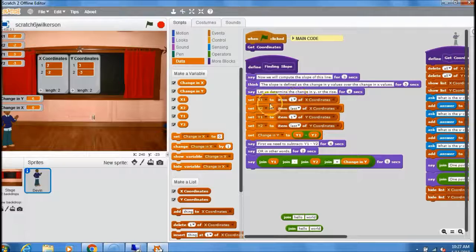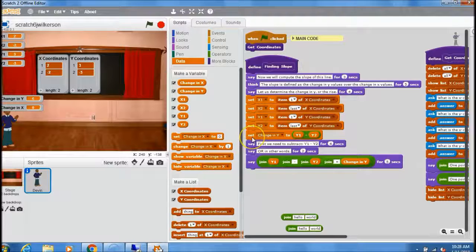Alright, so I've already set my variables x1 and x2 and y1 and y2. I've already determined their value. And I did change in y, so subtracted y1 minus y2. Now keep in mind that it is important that the order you do these is the same. So if we do y1 minus y2 when we compute change in y, then we need to make sure we do x1 and x2, not the other way around, because that could change the polarity of your answer, whether it's positive or negative.